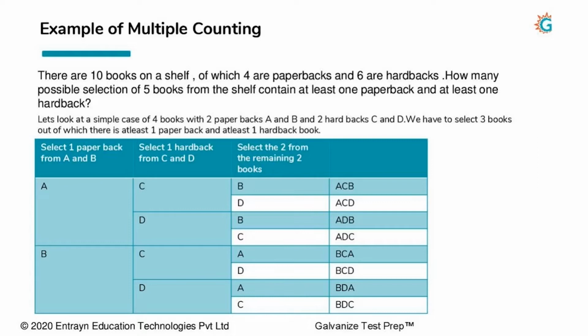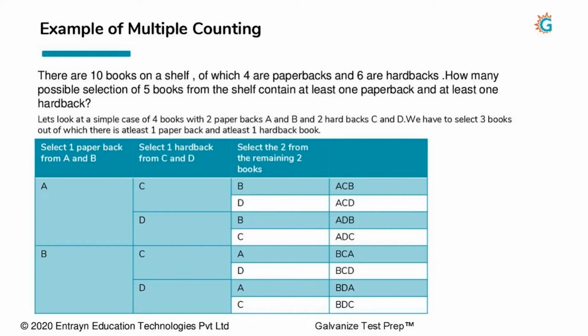Now, I've selected A, I've selected C. Assume that I've selected A and I've selected C. I've selected one paperback, one hardback. Then what do we do? There are remaining 2 books. You could choose anything from those 2 books, right? I need 3 books. That is the purpose here. That is the way you solve it. So AC is chosen. Then I could go for B or D, right?